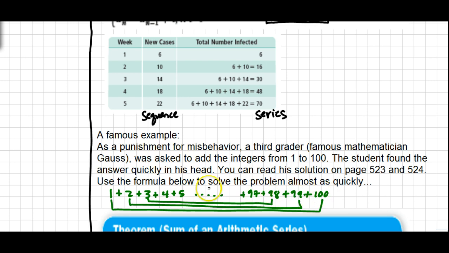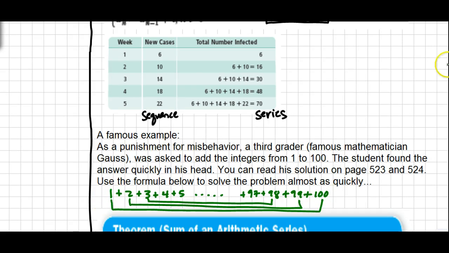So if we have a bunch of 101s, how many would there be? If we're taking a number from this end and a number from that end and adding them together, wouldn't there only be 50 terms altogether? So if I just took 50 times 101, I'd end up having my answer.